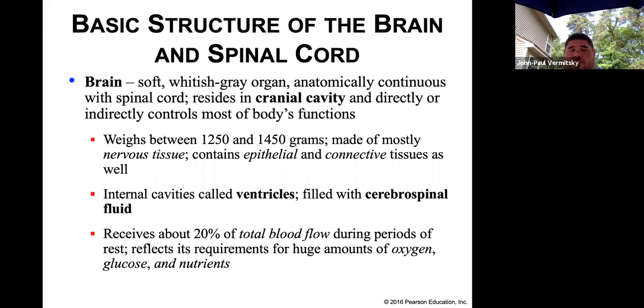The brain will receive about 20% of total blood flow during periods of rest, which reflects its requirement for huge amounts of oxygen, glucose, and nutrients. As it comes down to oxygenation, the brain must have a steady flow of oxygen. The brain can only use glucose as a nutrient source as well. So those two things are very important.